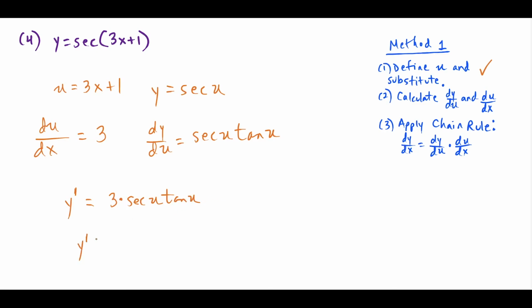And remember, at the end, our final answer should be all in terms of x. So this is going to be 3 times secant of u, which is equal to 3x plus 1. And tangent u, we're replacing that u term also with 3x plus 1. So here is our final answer to the fourth question.